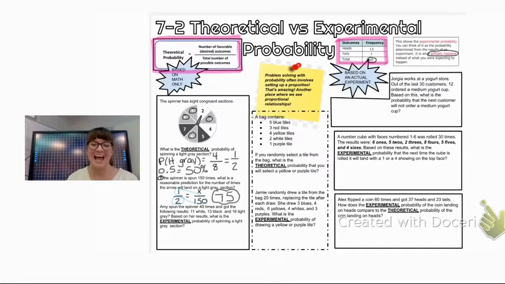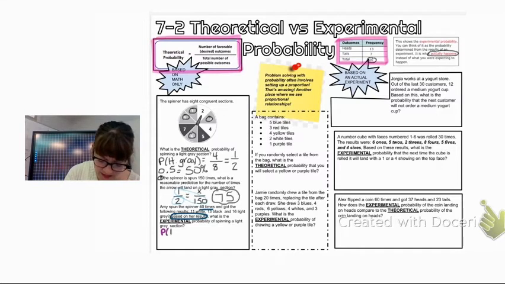Okay, the next one has actual data. So we actually carried out the experiment. It says Amy spun the spinner 40 times, so that's her total spins, and got the following results: 11 white, 13 black, and 16 light gray. Now it says based on her results, that means experimental probability. We're going to base our answer on what happened when she spun the spinner. What is the experimental probability of spinning a light gray?